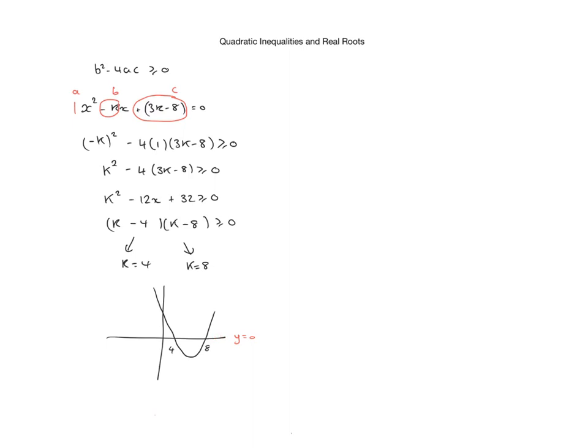So in this case, k must be less than or equal to 4, or k must be greater than or equal to 8 in order to have real roots. If it's between 4 and 8, i.e. underneath the line, we're going to get non-real roots.